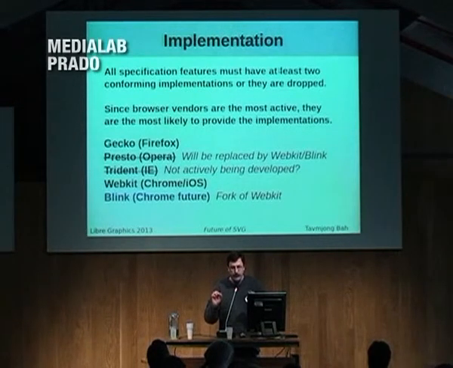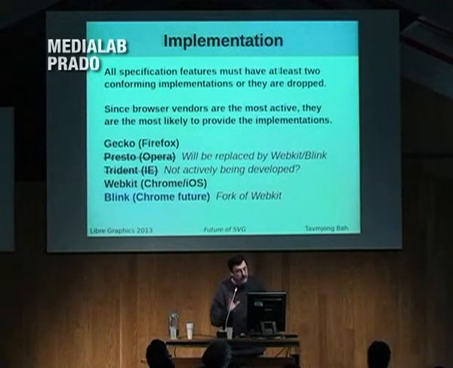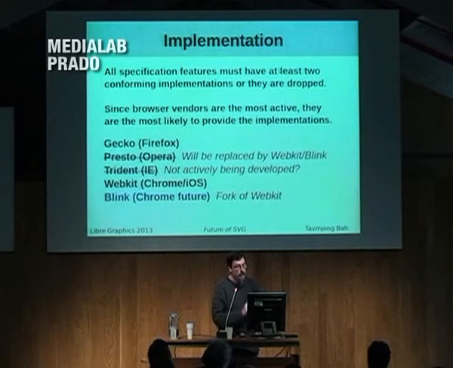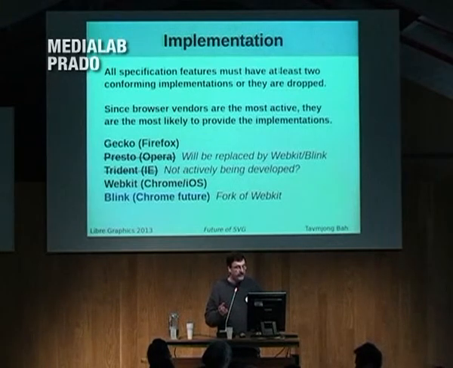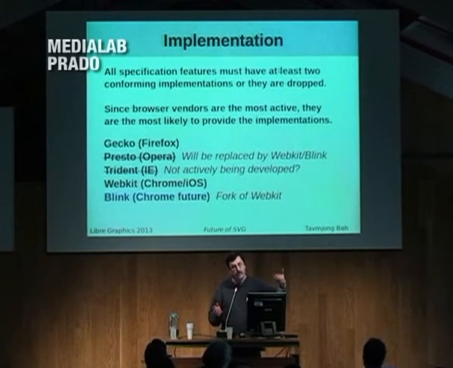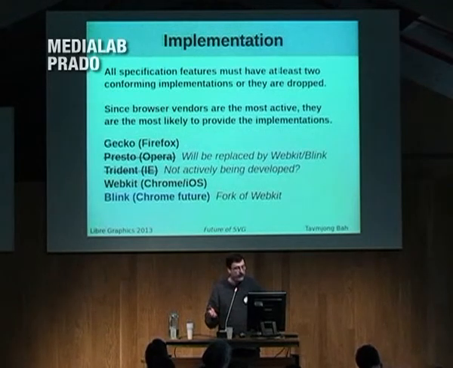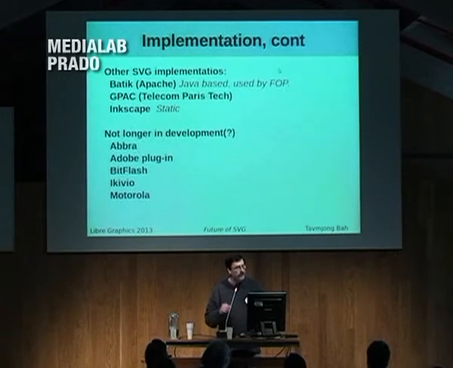And now, the last thing I want to stress here is that all specifications must have at least two conforming implementations or they're dropped out of the specification. Since the browser vendors are most active, they're most likely to provide those implementations. The problem here is we only have a few left. We have Gecko. Presto is going to be replaced. Trident, Microsoft has actually come out and said they're not going to do any more SVG work for a while. They'll see what other people do, so you can't count on them. There's WebKit, so that's only two left, and you need both of them to implement something. And then now we have Blink, so maybe that helps a little bit. There are some other implementations, but there are problems. You know, Inkscape does only static stuff.